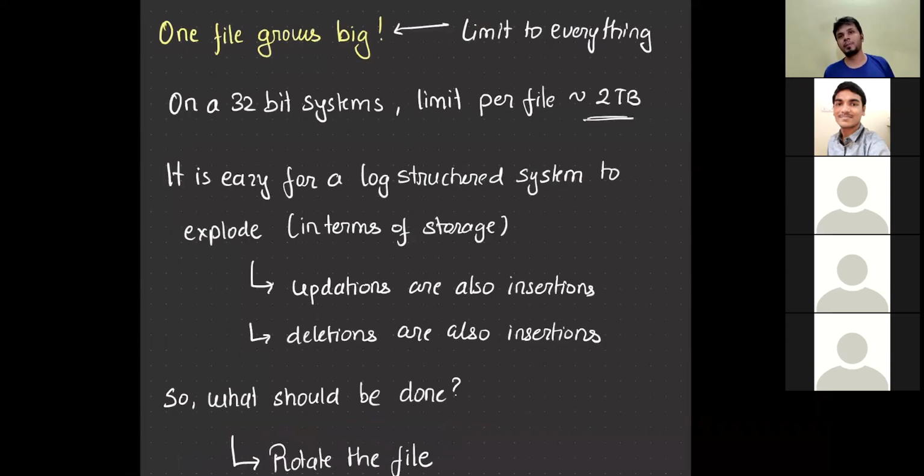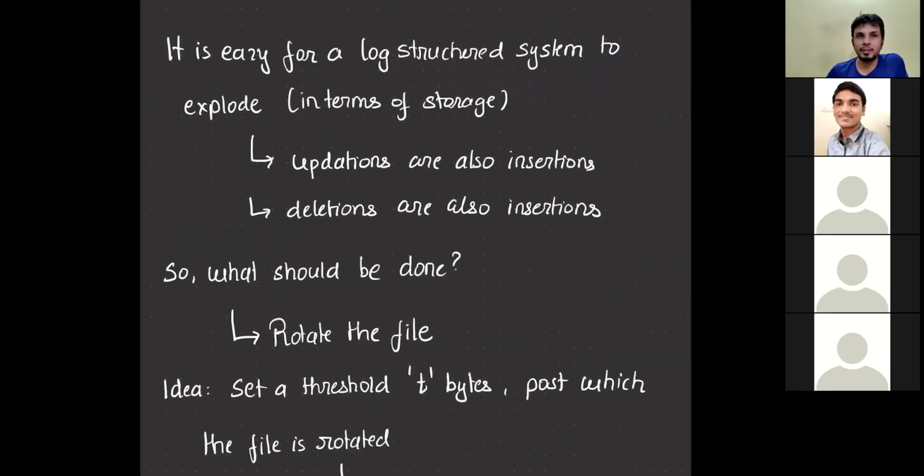But the problem would be that our main file where we are appending all the entries grows too big. If it grows too big, every file has a limit. Let's say on a 32-bit file system, you can have at most a 2 terabyte file, and once it hits that, you cannot write more to that file. So you also need to take into consideration that your file cannot grow too big. It's very easy for any log structured system to explode in terms of storage, because updates are also insertions and deletes are also insertions.